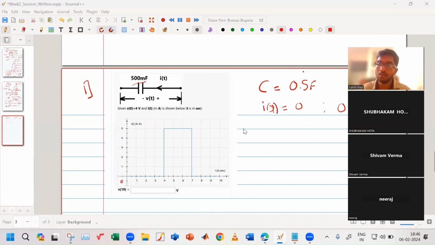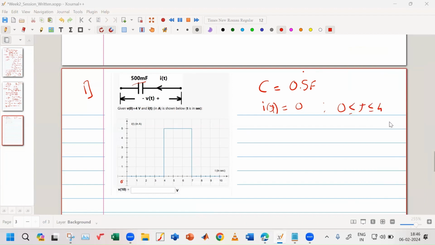So my i(t) is 0 between 0 to 4 seconds. What is my i(t) from 4 to 7 seconds? 5 ampere. So i(t) is 5 ampere between the time 4 to 7 seconds. And then after that, 0 for t greater than or equal to 7. Now I have found the current through the capacitor.